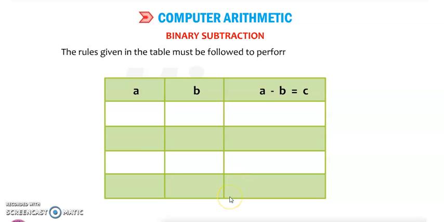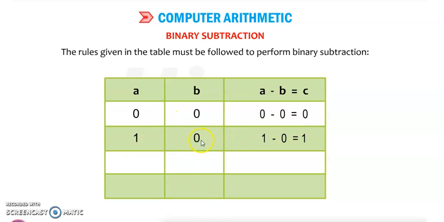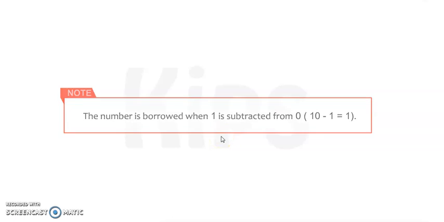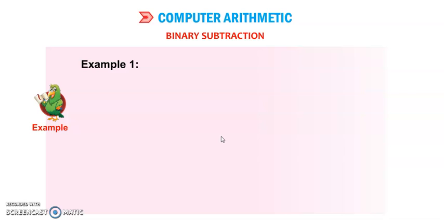The rules given in the table must be followed to perform binary subtraction. For understanding binary subtraction, you need to understand the rules. First, 0 minus 0 is obviously 0. 1 minus 0 is 1 in binary. 1 minus 1 is 0. And 0 minus 1 is 1. You have to learn these rules. The number is borrowed when 1 is subtracted from 0. 10 minus 1 is equal to 1.